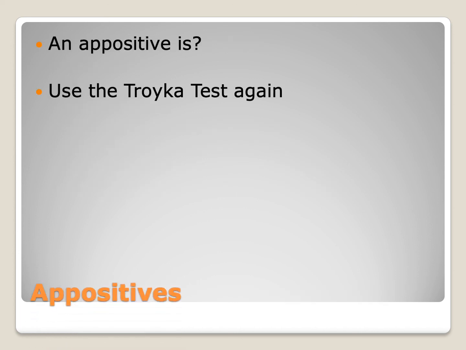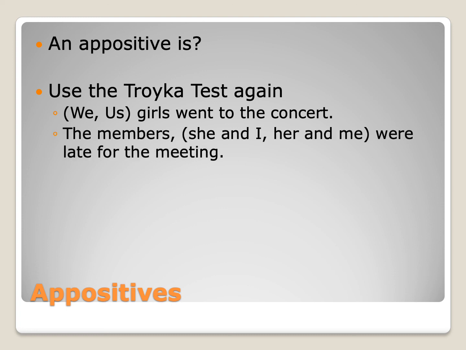And an appositive is just a word or a phrase that renames something. So Lloyd, my younger brother. My younger brother is an appositive that renames Lloyd. Or the mayor, Jim. Jim is renaming mayor. So us girls went to the concert. So we and us is renaming girls. Again, what we do is we take away the girls, and we went to the concert or us went to the concert.